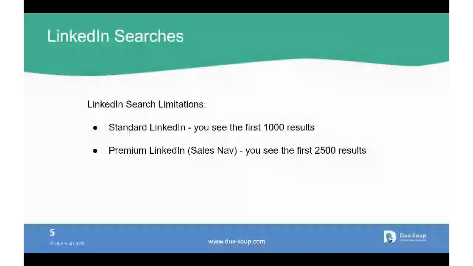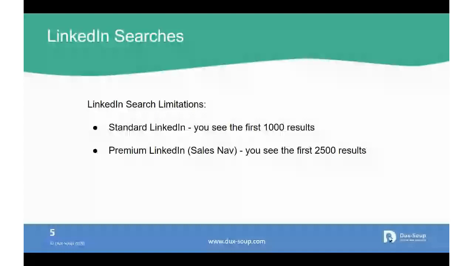One of the most important limitations to remember when carrying out searches in LinkedIn is the number of results that LinkedIn will actually show you. If you're using just a standard free LinkedIn platform, you only get to see the first 1,000 results. If you're using premium LinkedIn, for example, Sales Navigator, you get to see the first 2,500 results. That's really important to remember, because if your search result is greater than those numbers, you might be missing out on potential leads. You just won't see them because they've dropped off the end of your search result.